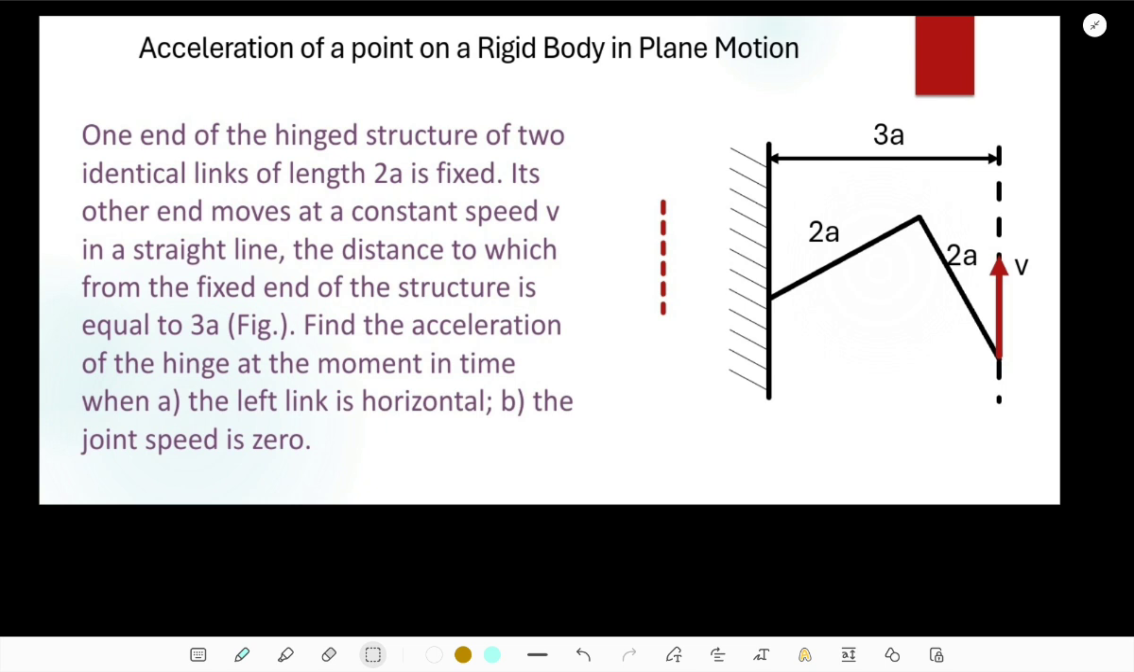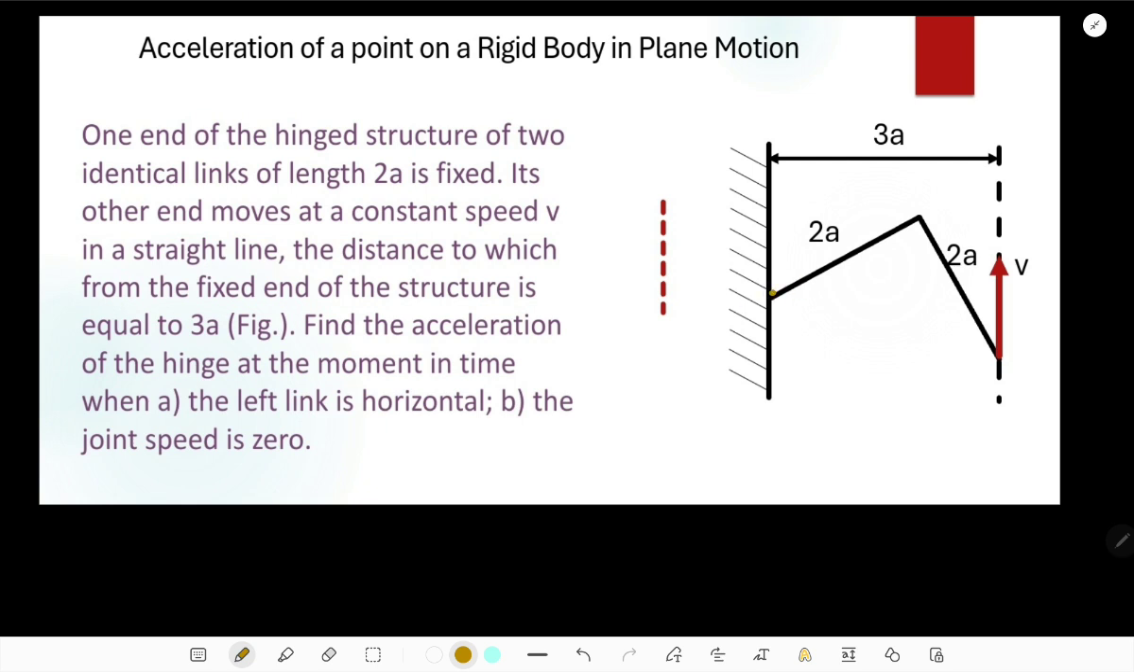And we got a problem. We have a hinged structure of two identical links of length 2a. There are two links, both of length 2a, and one of the ends is fixed. I can see that fixed end. This end is, I guess, fixed.